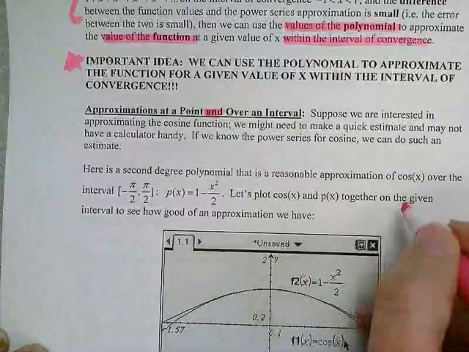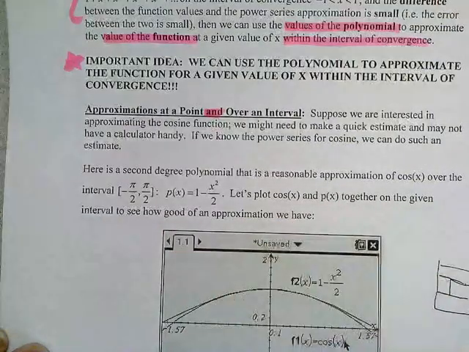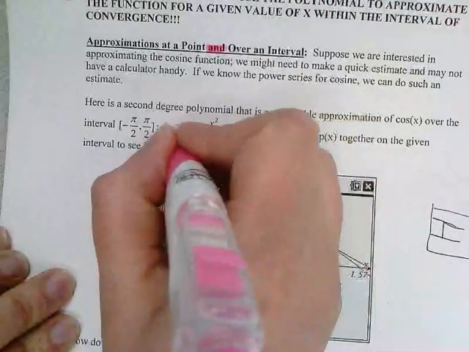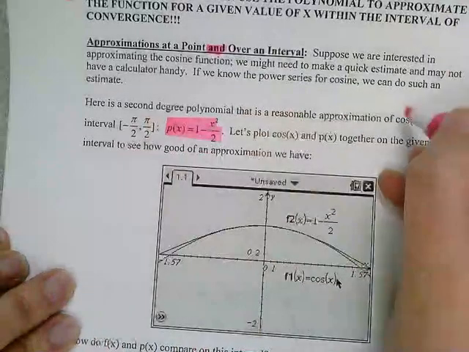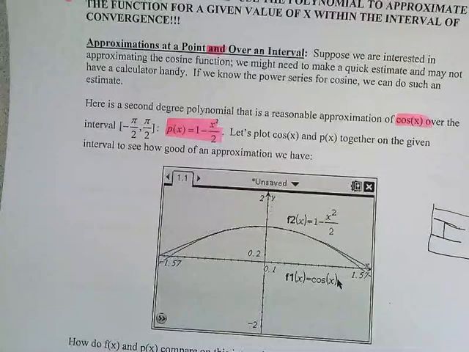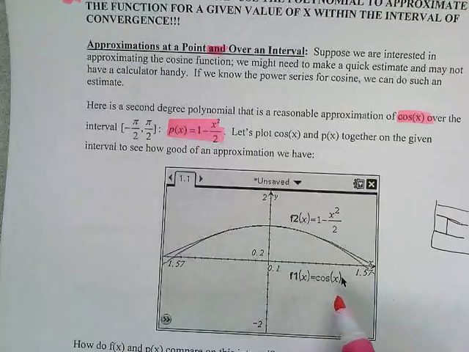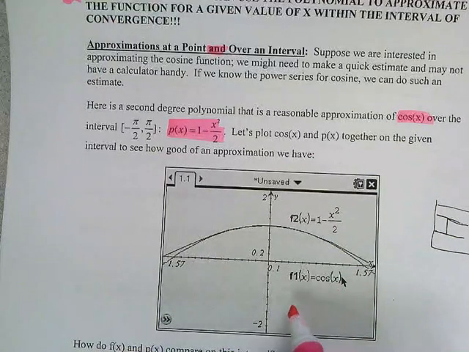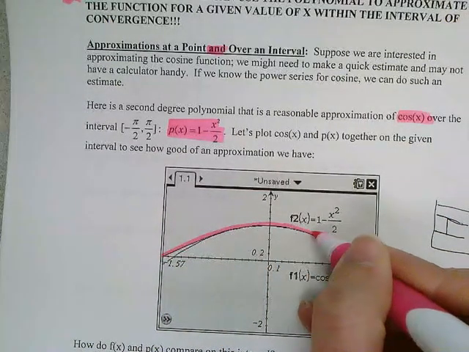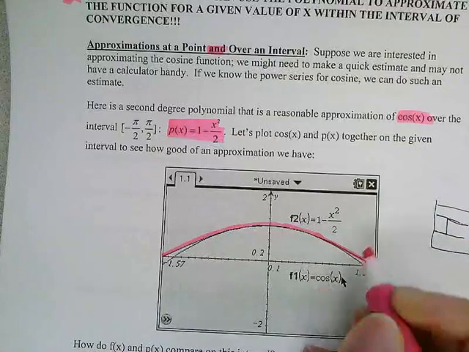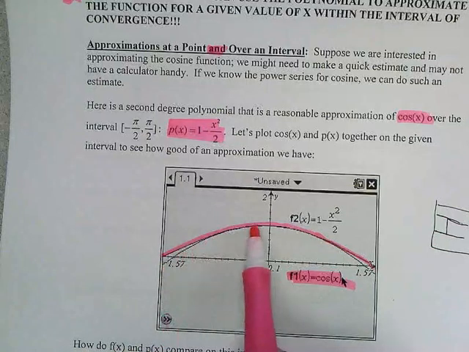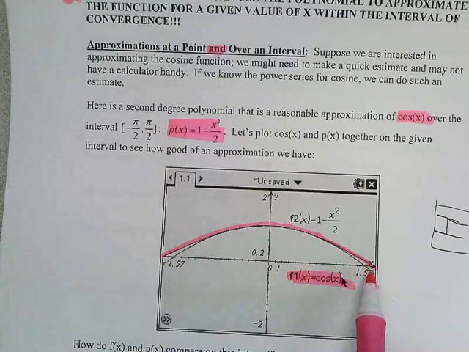So let's plot these two together to see how good of an approximation it is. So we're basically telling you that we can have a power series that looks like this for our function that looks like this. Okay? So if you were to graph this in the calculator, you would notice that the cosine function is up here. That's our cosine function, and then our power series is this one right here. So what does this tell us?